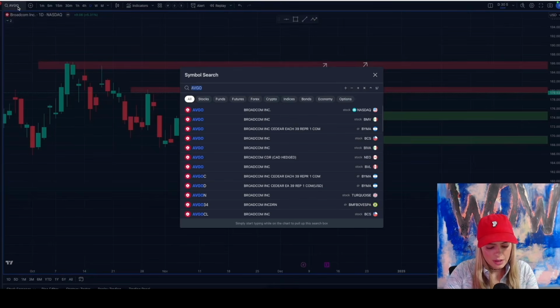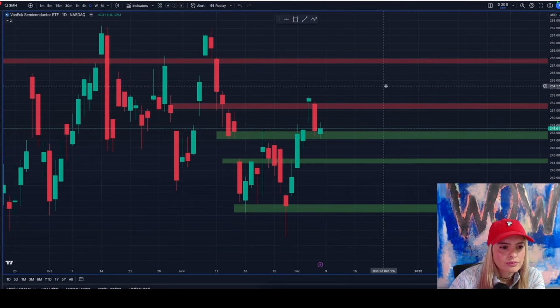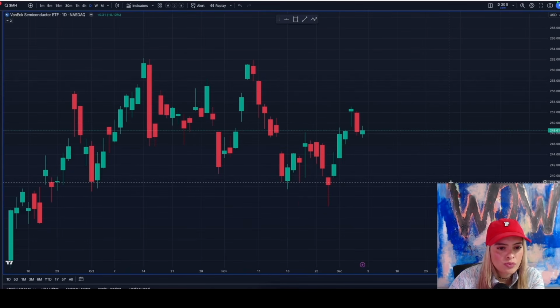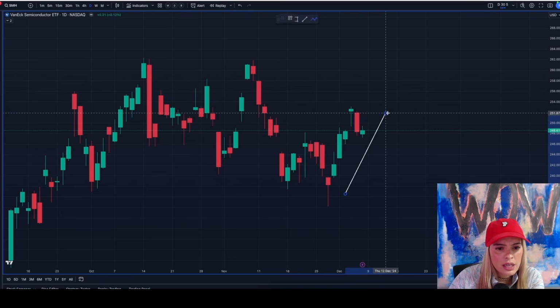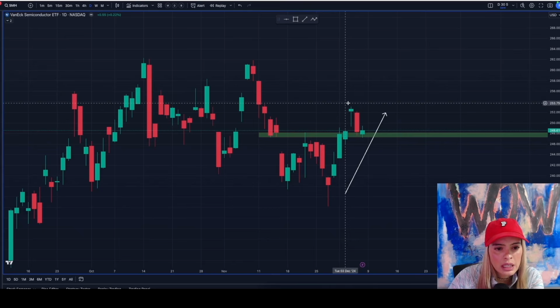What else? SMH. Okay, let's clean up this. Okay, this is a very choppy chart. Not such a clean trend like the other ones, but it's definitely making higher highs and higher lows here. This looks like a pullback to the support. Definitely looks like a pullback to the support, so it could definitely be a break and retest.